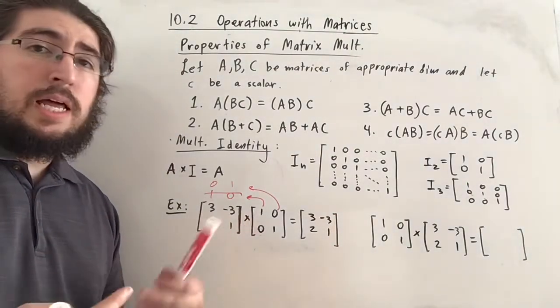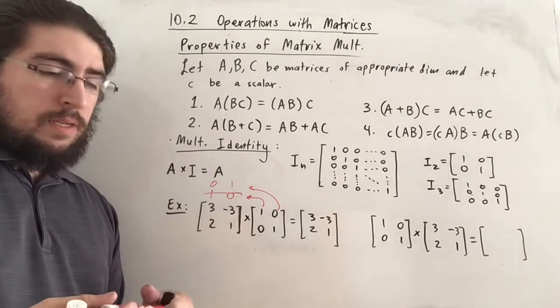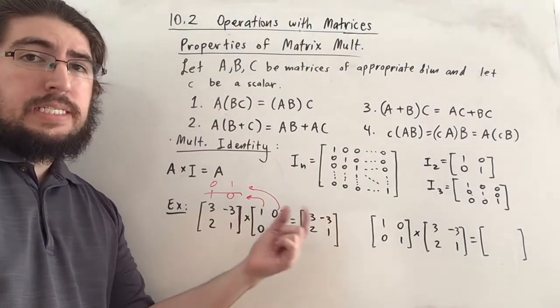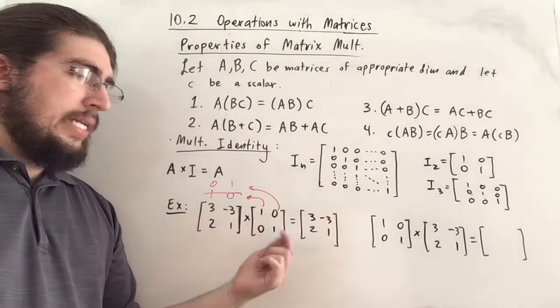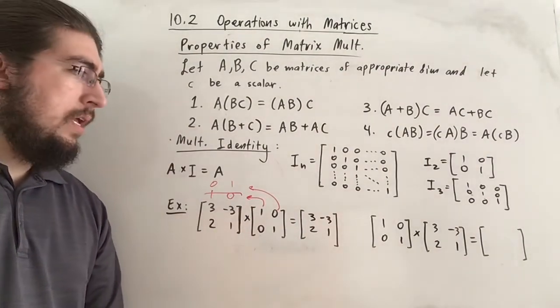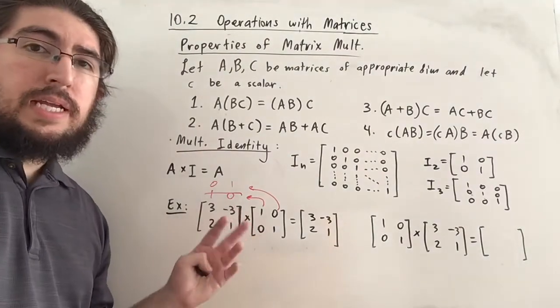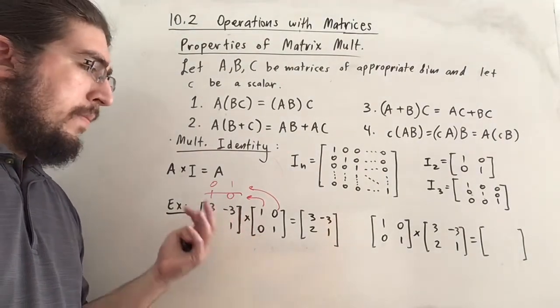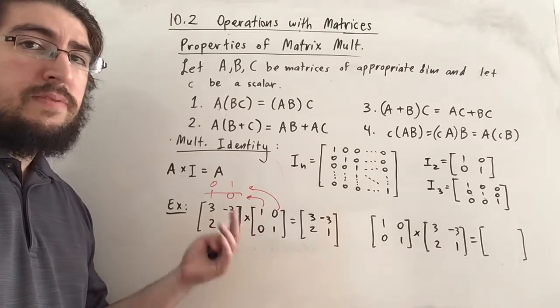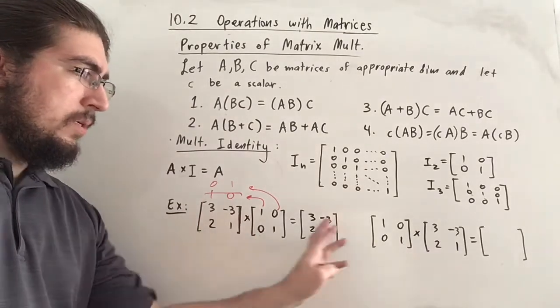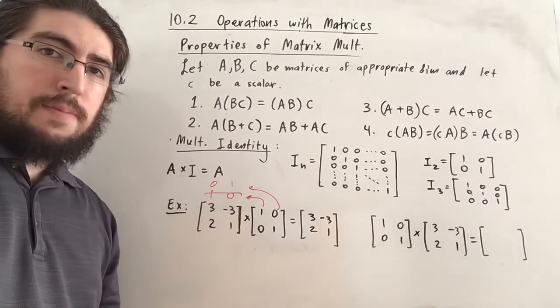So it acts just like how 1 acts with numbers. 1 times any number is the same number. So here it's I times any matrix is the same matrix, and in any order. Like I said, matrix multiplication is not commutative in general, but there are some instances where it is commutative. The identity is one instance of that. So here, if you multiply them in the opposite way, you'll still get the same result.